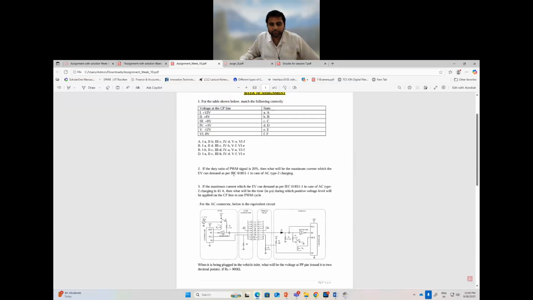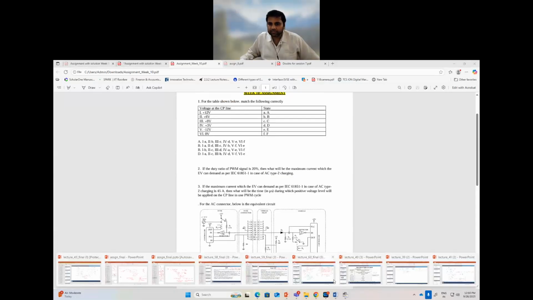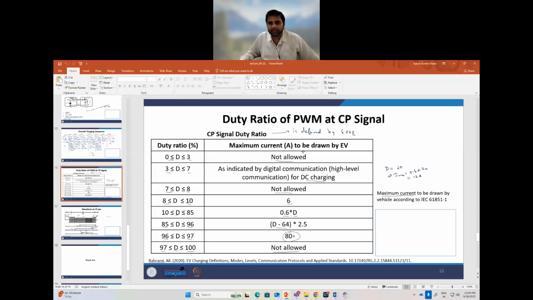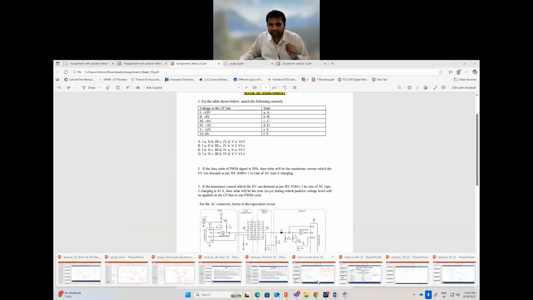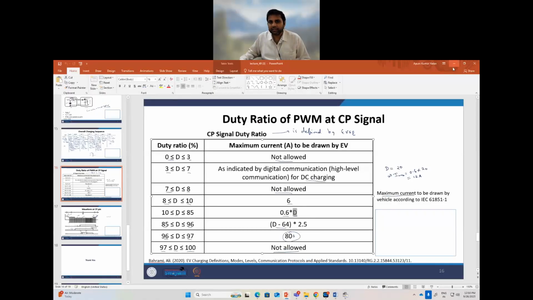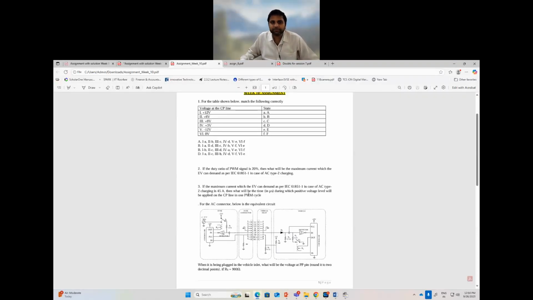Then in question number 2, you can directly use this relationship from lecture number 49, where you will see what the duty ratio is and how it indicates the maximum current which we can draw. So you just have to do that particular part. The duty ratio in percentage is given, so this D value given over here is in percentage. So you have to see that and then just calculate. It is a straightforward question.